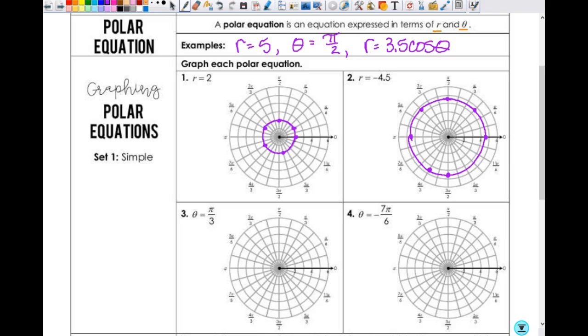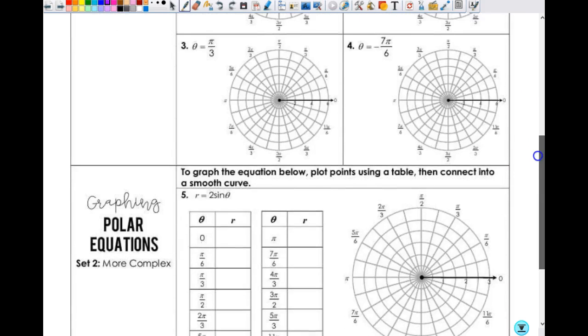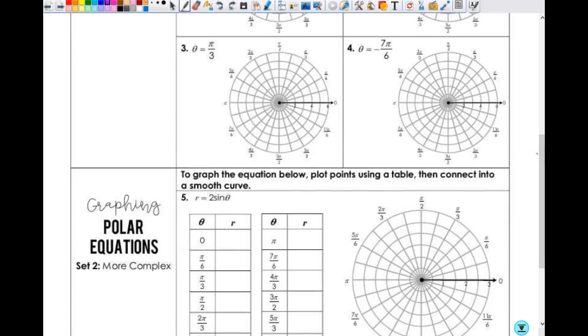So now let's look at number 3. On number 3, it says theta is pi thirds. So here's pi thirds, right? If my radius is 4, my theta is pi thirds. If my radius is 6, it's pi thirds. If my radius is a negative 2, it's pi thirds. Or a negative 6 is pi thirds. Or 0 is pi thirds. So what am I going to get? A line. It's a line that goes through pi thirds.